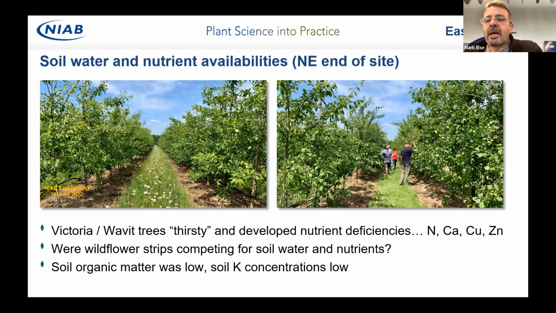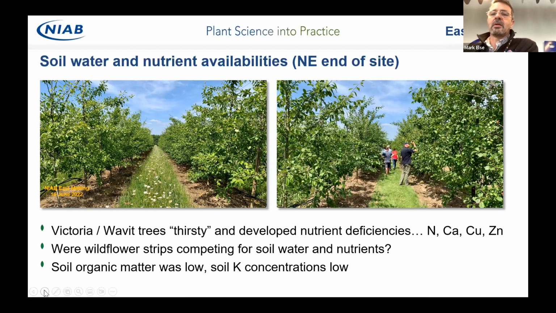Now, coincidentally, perhaps, those Victoria trees are younger than the trees in the training area. They had a lower crop load, but they were very, very thirsty, and we applied a lot more water to those trees. They also started to develop nutrient deficiencies compared to some of the more mature trees in the training systems. And so, of course, we're interested to understand why that might be.